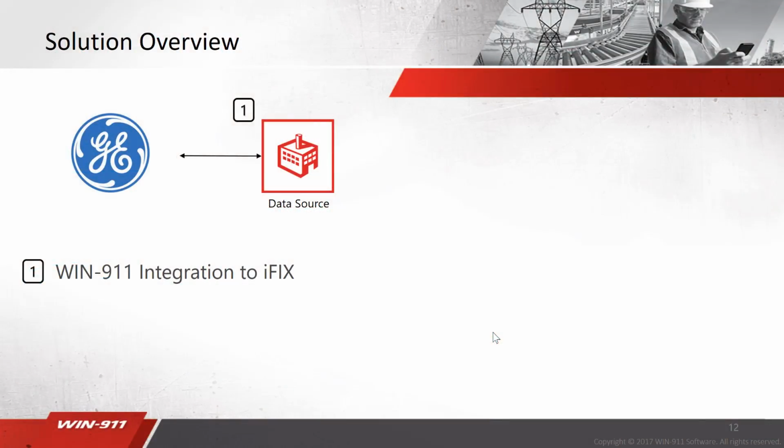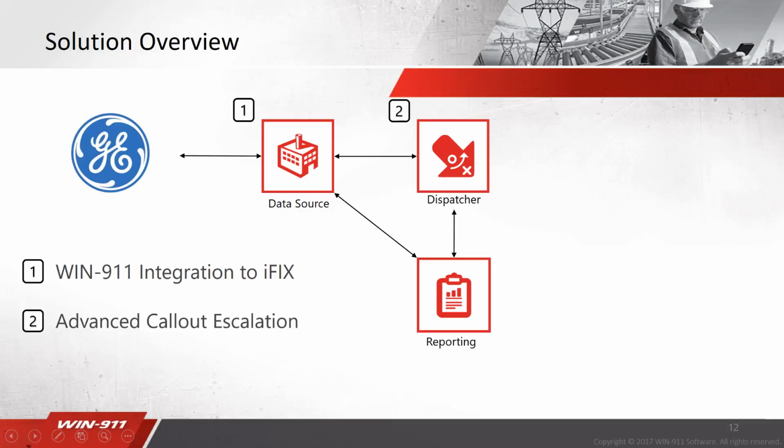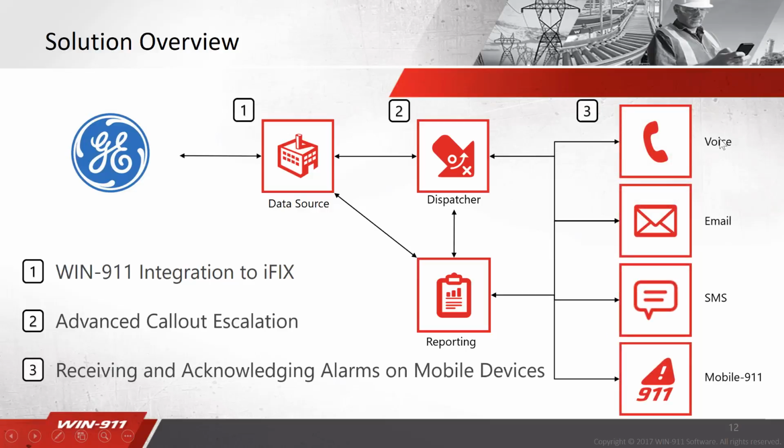How does our system work? A quick overview. Whatever your SCADA might be, again, we're using GE in this example, but that doesn't really matter. You're bringing in some data, some alarms and some information. Eventually, it's going to go to Win911. Win911 is going to start the dispatching process, and this is going to notify the user via your voice, your email, your SMS, or your mobile. Going back to that two-way notification, you also have the ability to receive those alarms and acknowledge them back to the SCADA. And that's the quick rundown of how Win911 is working together.